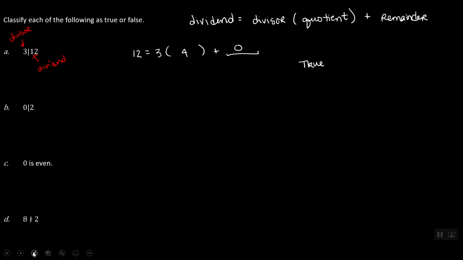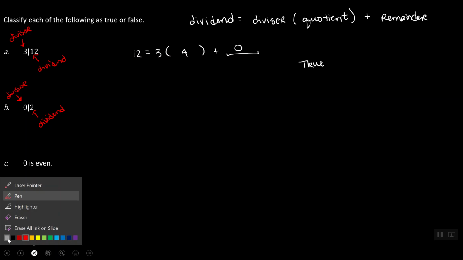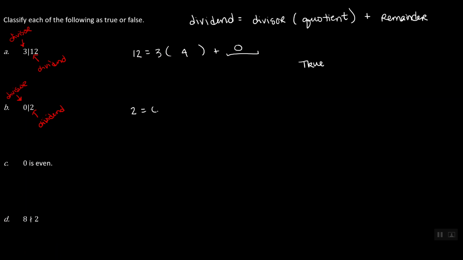Moving on to our next problem, we're asking the question, does 0 divide 2? 0 is our divisor, 2 is our dividend. So when we write this using the division algorithm, we would have something like 2 equals 0 times some quotient plus a remainder. Well, when we try to find a quotient that makes this a true statement, notice that any number we put inside of the parentheses, when we multiply, we'll get 0. So it doesn't matter what number you put in for the quotient, that product would be 0, which means we would have to have 2 in our remainder spot in order for this to be a true statement. And since the remainder is not 0, we would say this is a false statement.